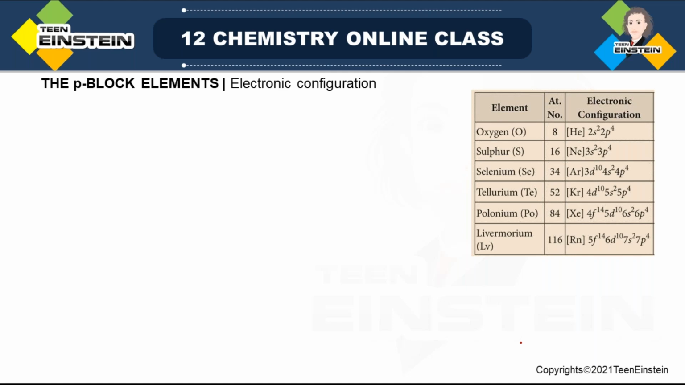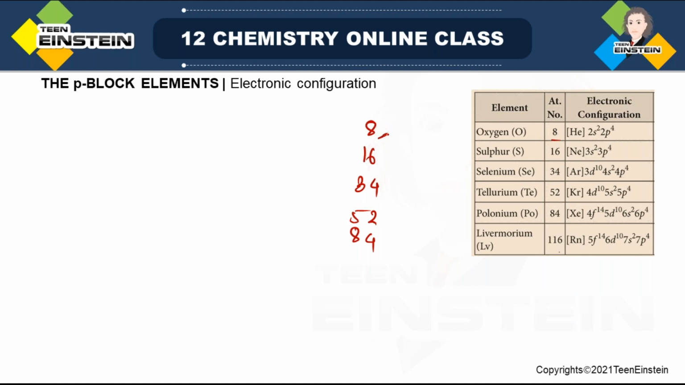Electronic configuration. Here we have the atomic numbers as we are moving down: 8, 16, 34, 52, 84, 116. Now this is not just for group 16. Even if you consider any other group like group 15, or after this group 17, one thing is common: there is an easy way by which you can remember the atomic number.